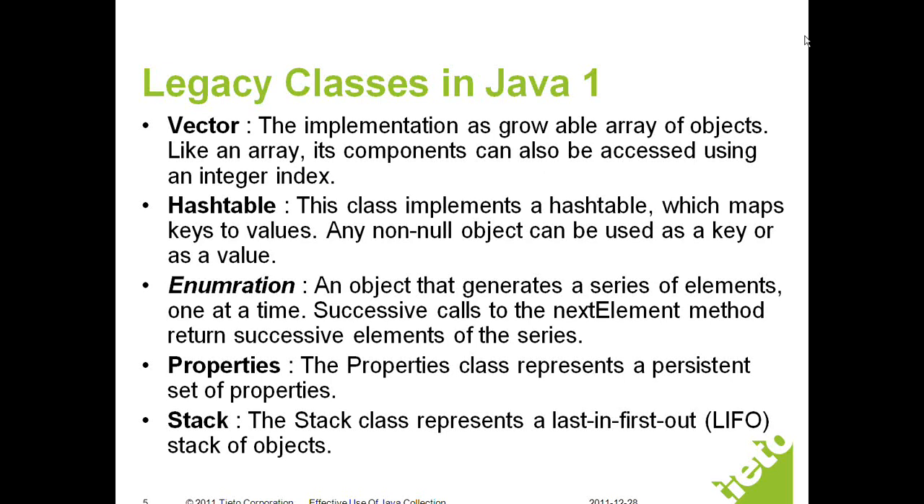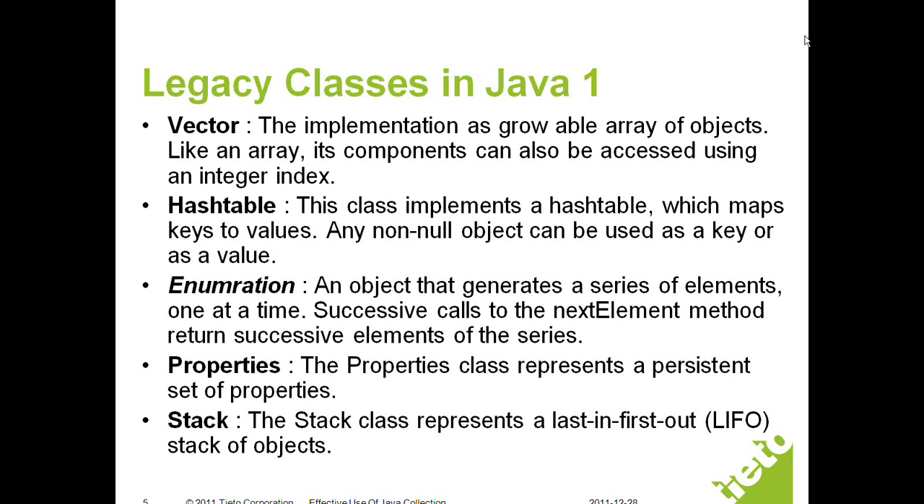Then Enumeration was also there to enumerate your collection, or we can say iterate over a collection. So Enumeration provides a way where you can visit each and every element of your collection one by one. It has a nextElement method which returns the successive element, and it goes on.